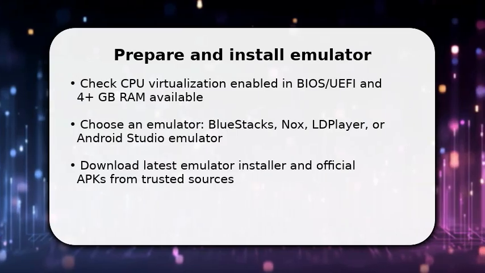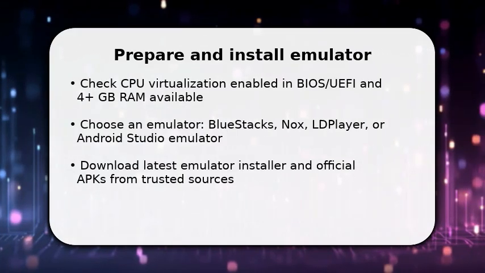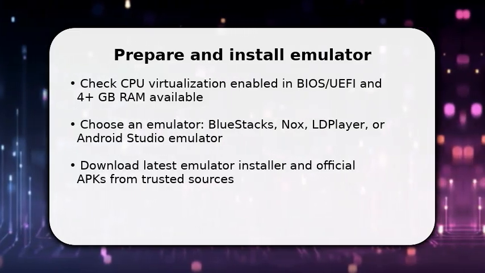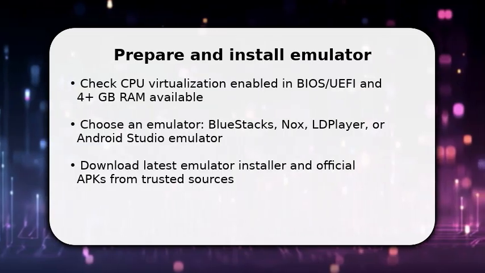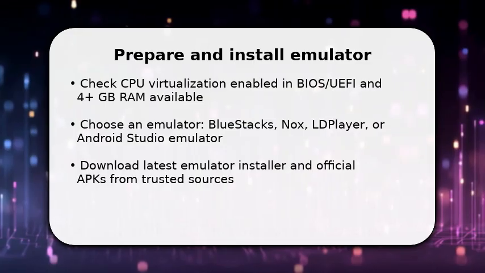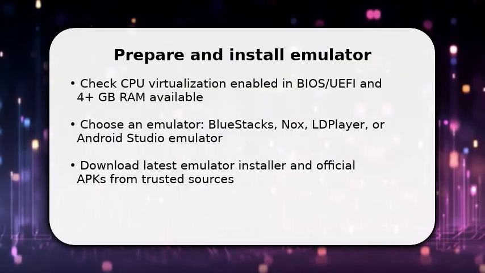Enjoy the video. You start by enabling virtualization and confirming you have at least 4 GB RAM. This speeds emulation and prevents stutters. Next, pick an emulator based on performance needs: BlueStacks or LD Player for games, Android Studio for development testing, because each uses system resources differently.